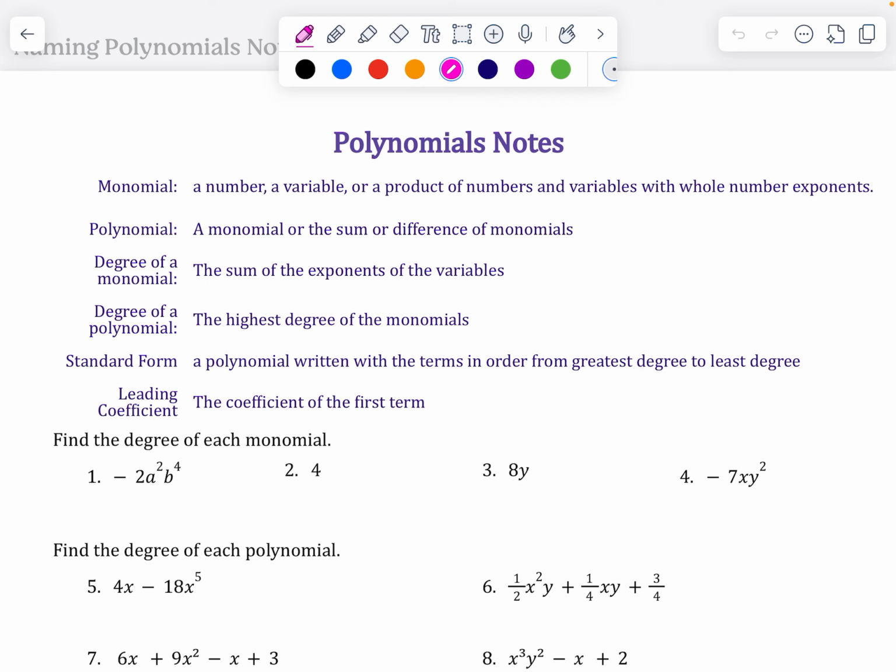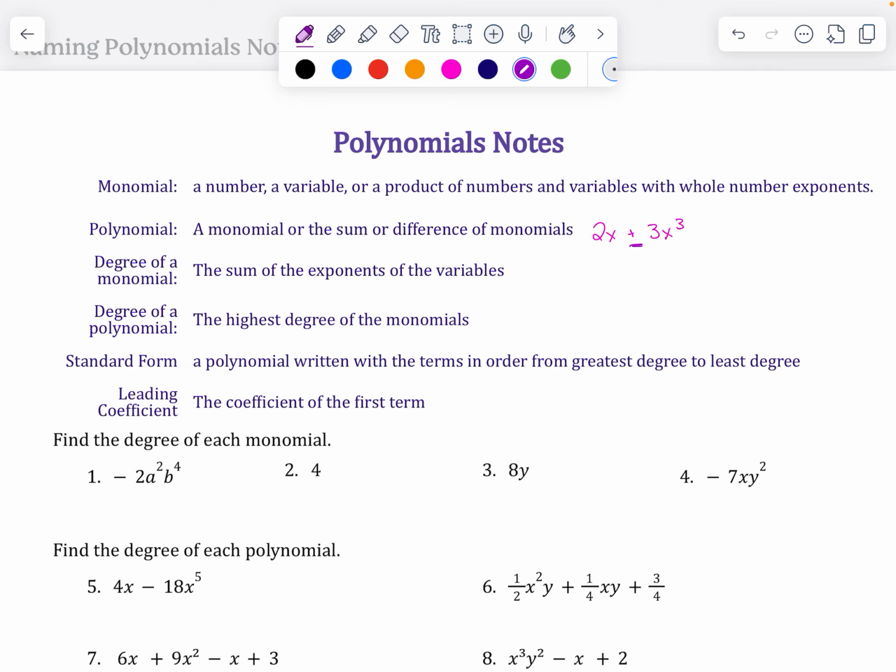So that's what we've been working on, what we just tested on. So a polynomial then is a monomial or the sum of different monomials. So we haven't been adding yet. So this could be something like 2x plus 3x to the third. That is considered a polynomial because we have that addition sign in between. It's two monomials added together.